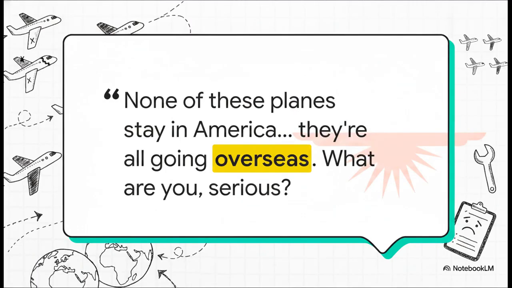And the allegations actually get even more specific regarding Air India. Cynthia Kitchens, another former quality manager at Boeing, alleged that between 2012 and 2013, 11 highly defective planes were produced. She claimed the quality was so incredibly poor it was keeping her awake at night. When she confronted her boss asking if he would put his own children on these planes, the alleged response was, "None of these planes stay in America. They're all going overseas. What are you, serious?" According to the sources, 6 of those 11 allegedly defective planes were sold directly to Air India.